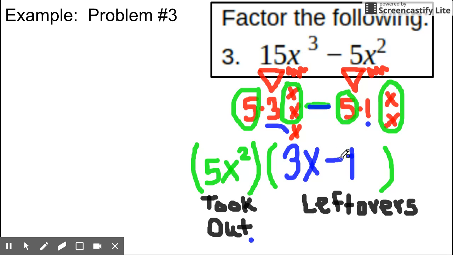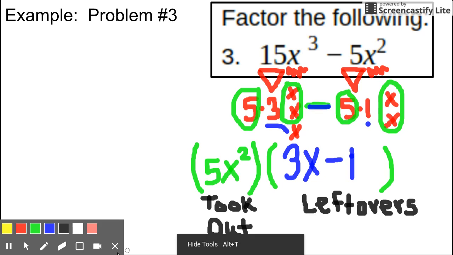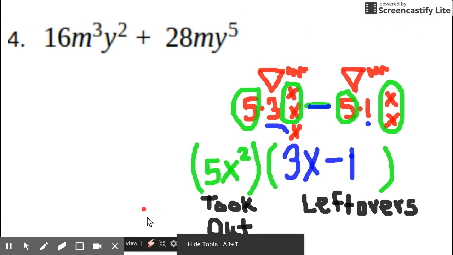So I promise you that'll happen every time. When you multiply your answers back together again, you get the original problem. Okay? So this is how you factor using the takeout method. You always tell me what you took out, and you always put the leftovers in their own separate parentheses. Let's try another problem so that you can start getting more comfortable with it.